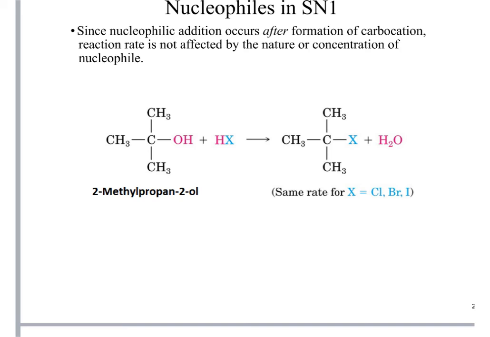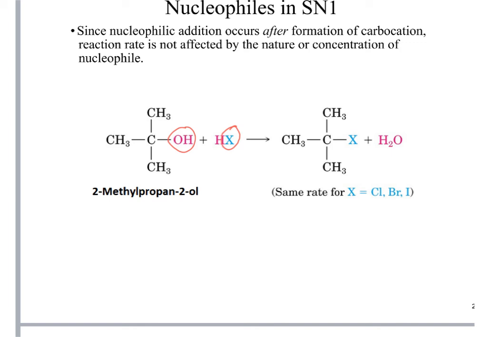Nucleophiles in SN1 reaction, the nature or the amount of the nucleophile does not affect the rate. So here we have 2-methyl-2-propanol, and for the hydroxide leaving group and hydrogen chloride, bromide, and iodide nucleophile, the reaction rate does not change. So as long as some nucleophile is present in an appreciable amount, and the nucleophile can even be a co-solvent, that will not affect the rate of the chemical reaction.